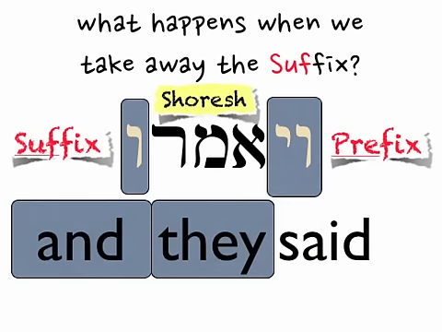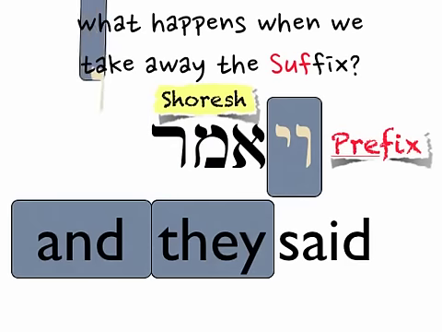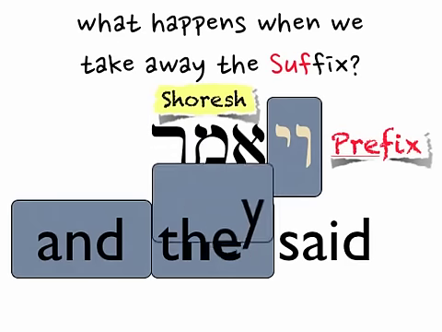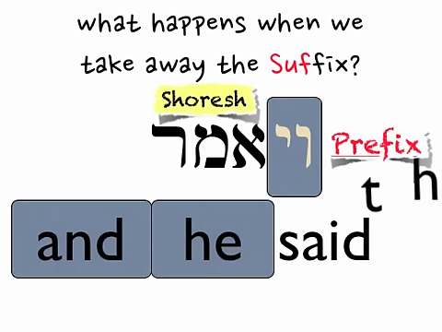Now let's see what happens if we take away this suffix. Whoops, there it went. Look at that. It changes the meaning. The word is no longer Vayomru, it's Vayomer. And now it doesn't mean, and they said. Instead it means, and he said.